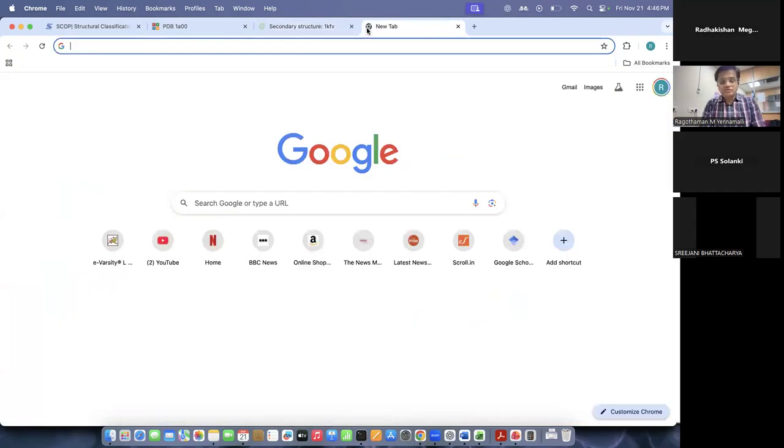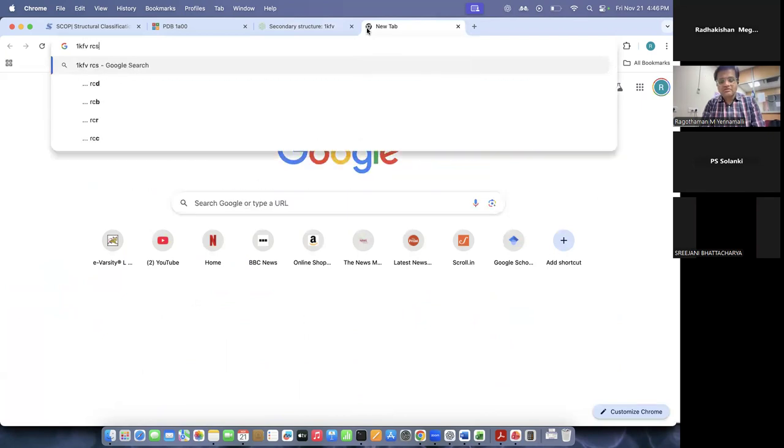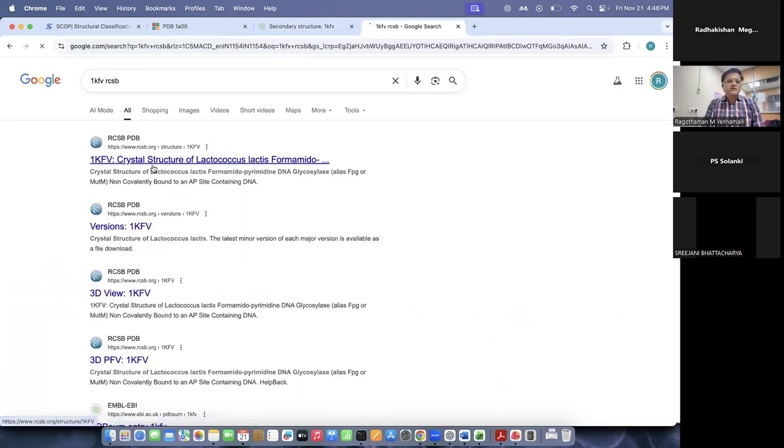If you go to 1KFV RCSB, and in PDB's page itself, you can find the fold level information. You don't have to go to PDBsum, but topology will not be present in PDB. You can get it from PDBsum.